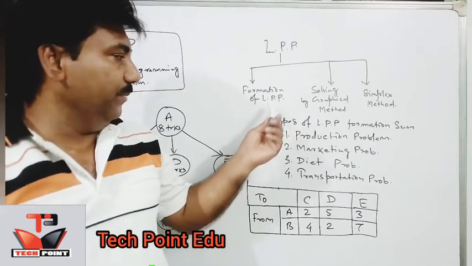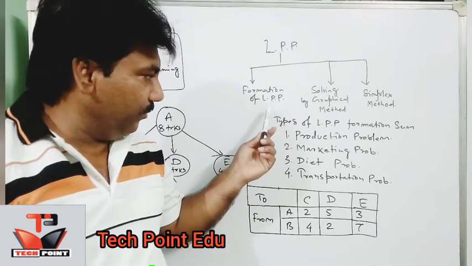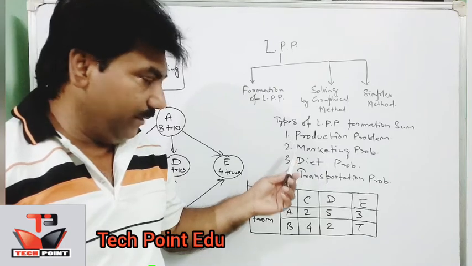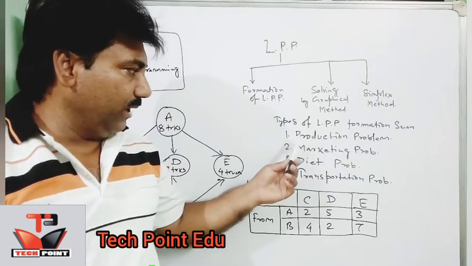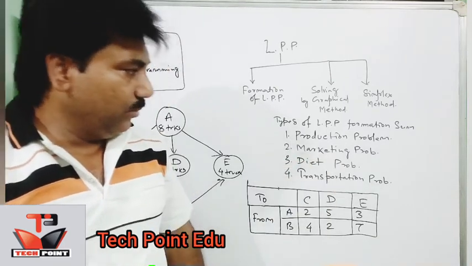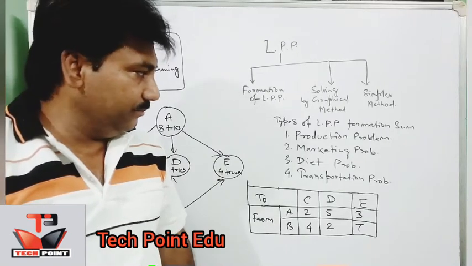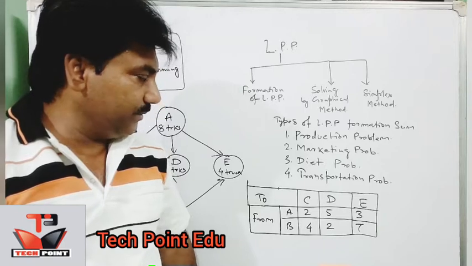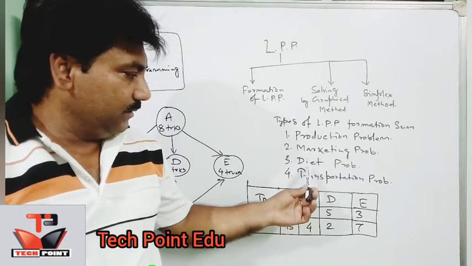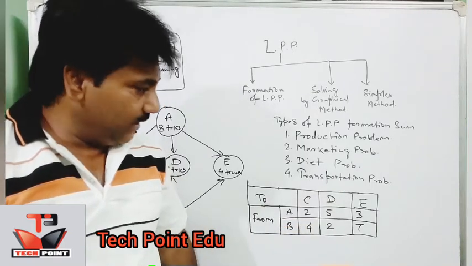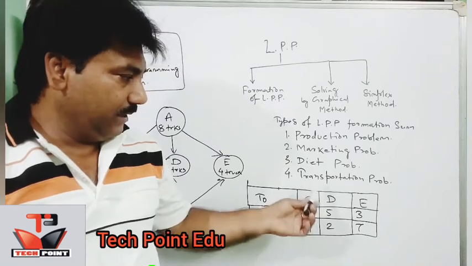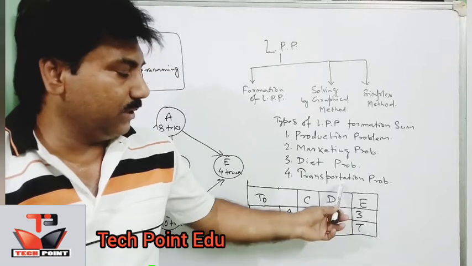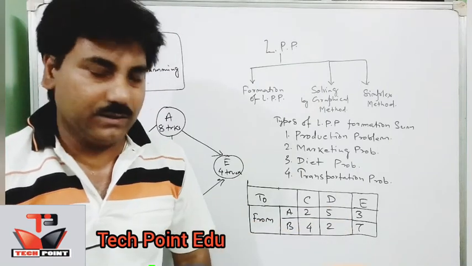Now, formation of LPP. This type of problem can be of many types. Out of those, a few types I have written here. Number one, production problem. Production related problems might be there. Marketing problems may be there. Diet problems may come. And transportation problems. This transportation type of problem is very important.